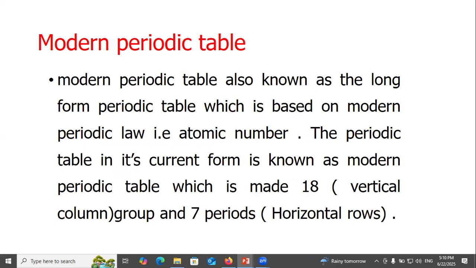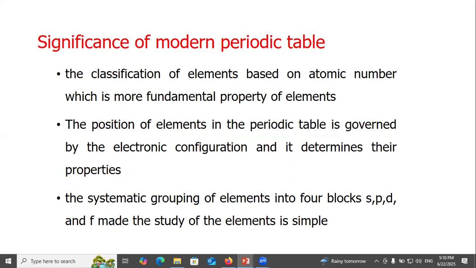The periodic table in its current form is known as the modern periodic table, which is made of 18 vertical groups and 7 horizontal rows called periods. Significance of the modern periodic table: the classification of elements is based on the atomic number, which is a more fundamental property of elements. The position of elements in the periodic table is governed by the electronic configuration, and it determines their properties. The systematic grouping of elements into 4 blocks, s, p, d, and f, made the study of the elements simple.